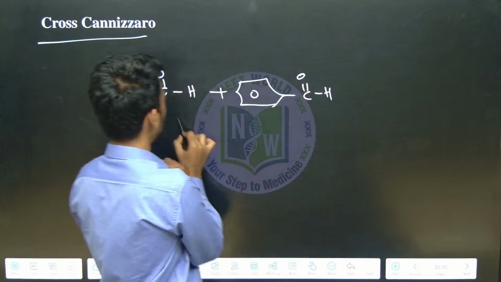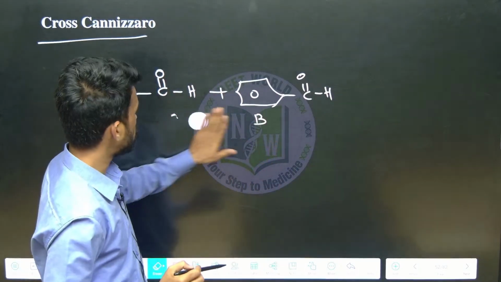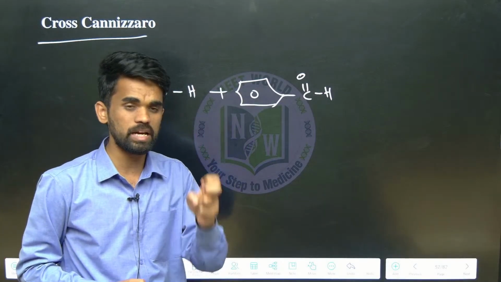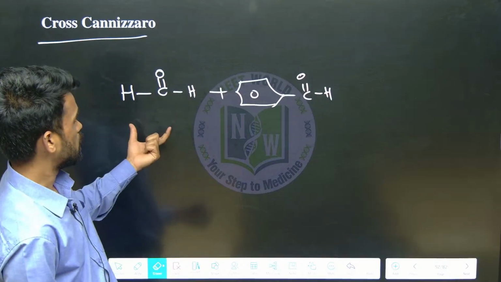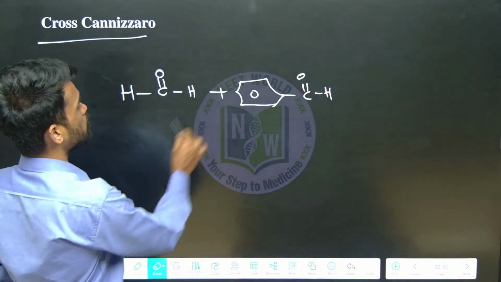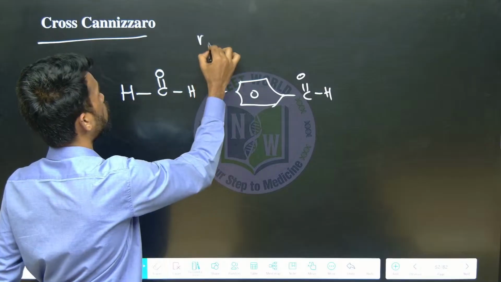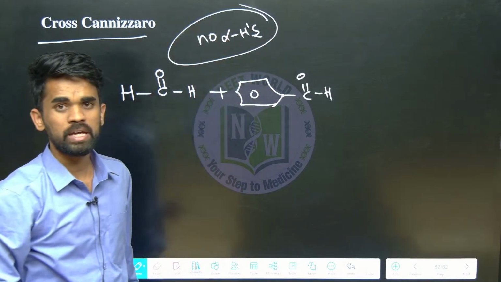Cross means A and B, two different compounds we are taking. In the previous case, only formaldehyde I had taken, 2 moles of formaldehyde, but here one is formaldehyde and another one is benzaldehyde. If you observe, both of them do not have alpha hydrogen. So here also, no alpha hydrogen. There should not be any alpha hydrogen.